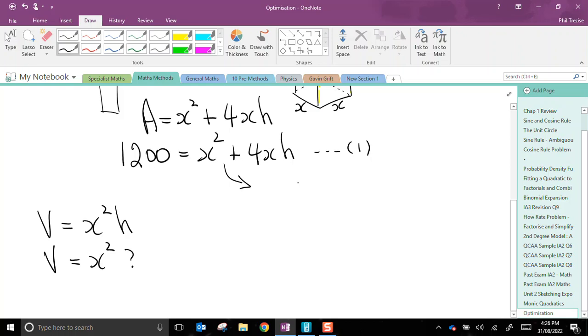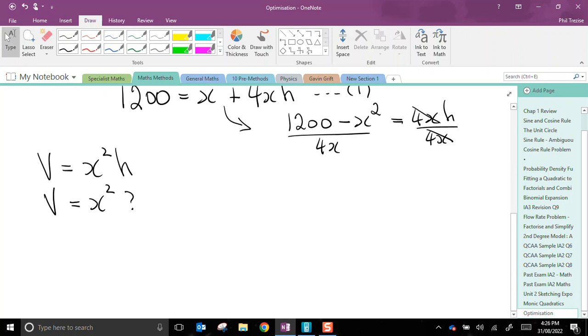If I want to isolate h, I think I could have 1200 subtract x squared would equal 4 times x times h, and then I could divide both sides by 4x, cancelling those. Now h would be that thing. Okay, that thing is going to go here. It's 1200 minus x squared, divided by 4x. And that's, in brackets, it's all multiplied.